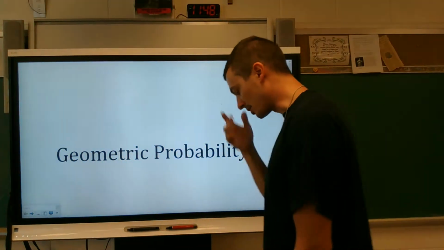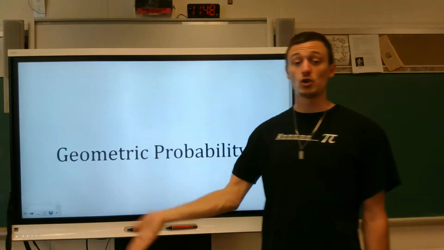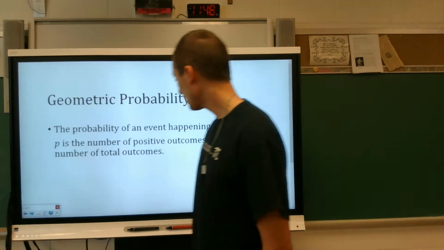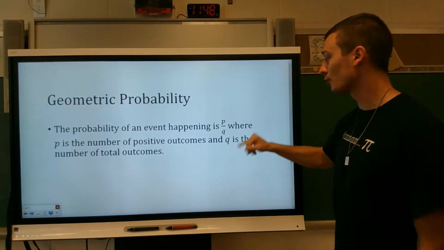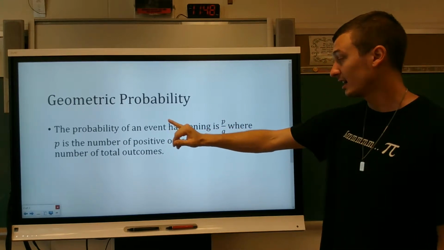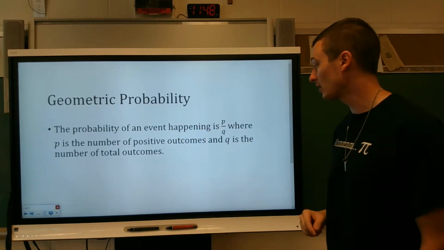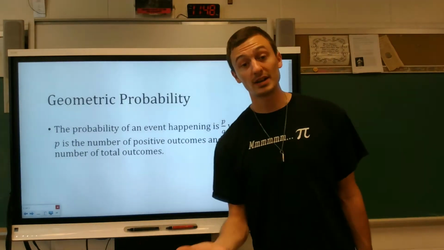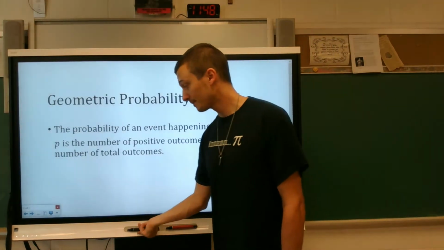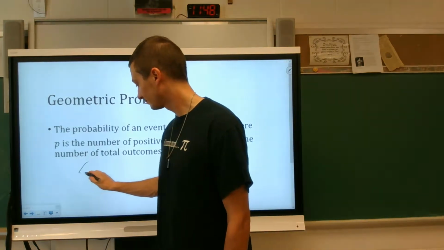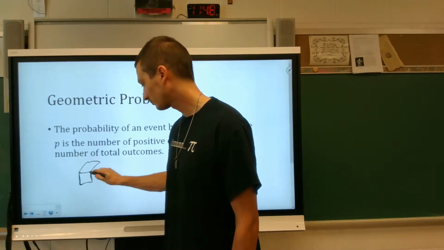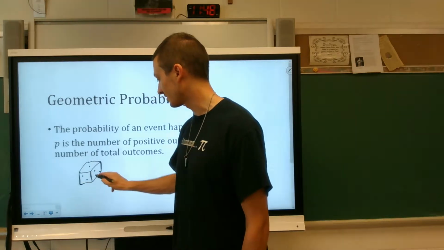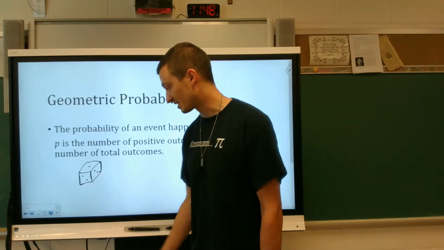All right, let's talk about geometric probability, and it's very similar to normal probability, where the probability of an event happening is P over Q, where P is the number of positive outcomes and Q is the number of total outcomes. So the simplest way to think about it is a die. A die has 6 sides. That's a side with 1, a side with 2, a side with 3, a side with 4, a side with 5, and a side with 6.